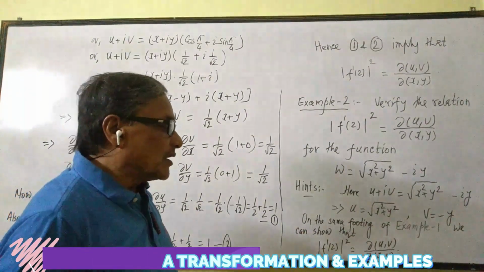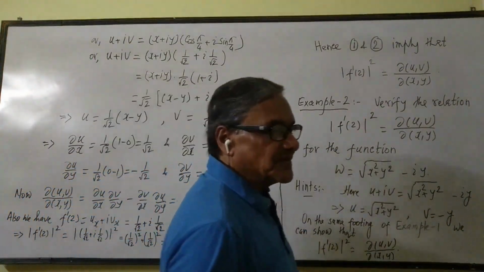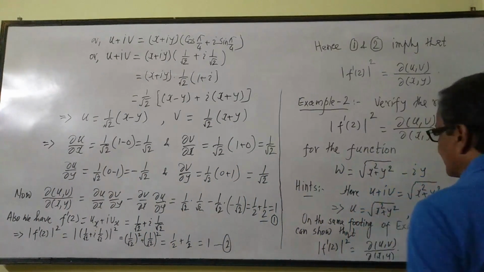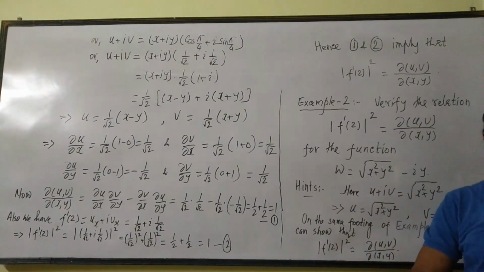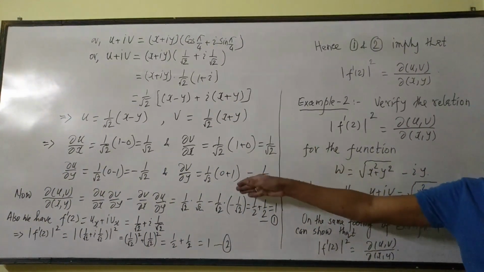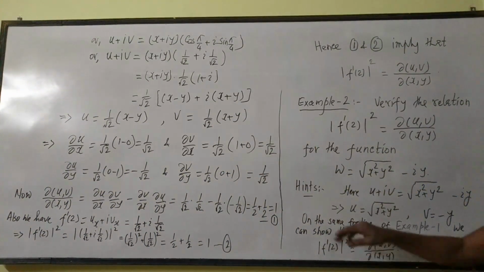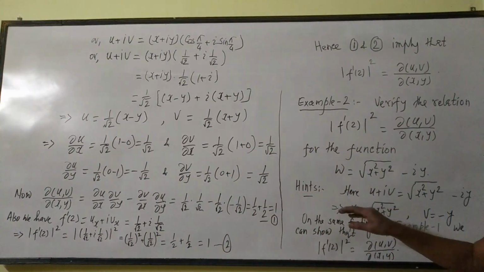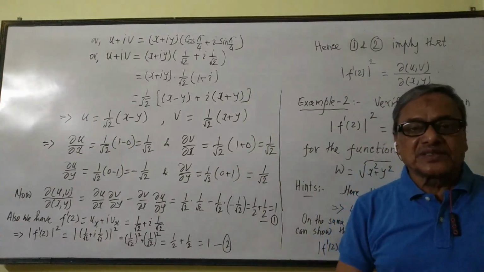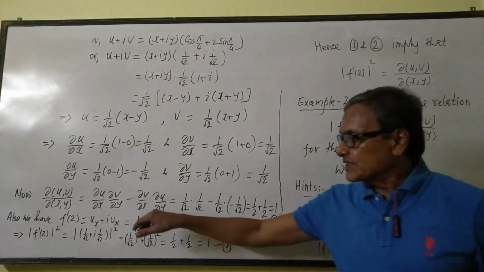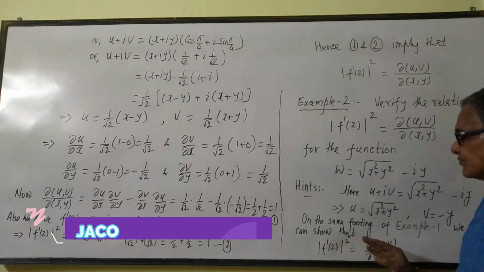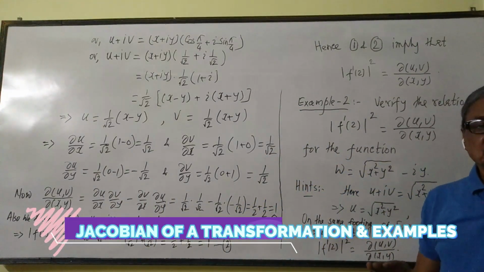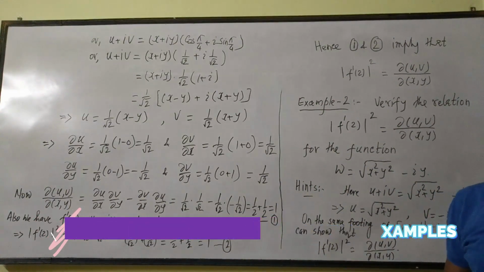On the same footing as example number 1, we simply have to find the partial derivatives of u and v with respect to x and with respect to y, as we did here. After finding these partial derivatives, we put these values in these two expressions, and we should see that both these values will be equal. So the rest of the part you have to try.